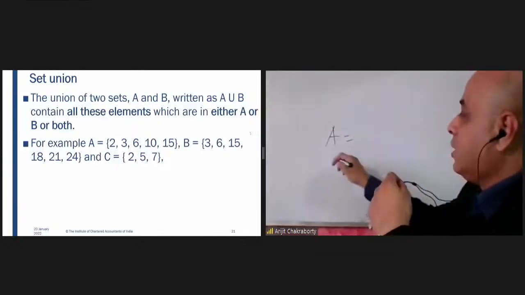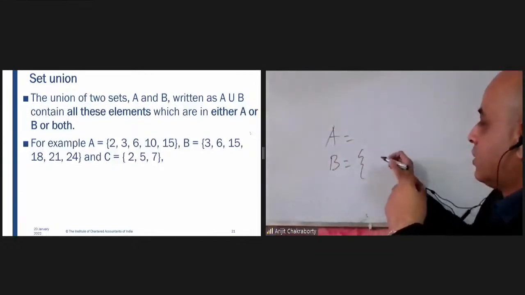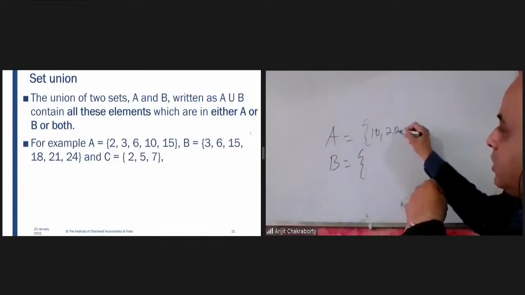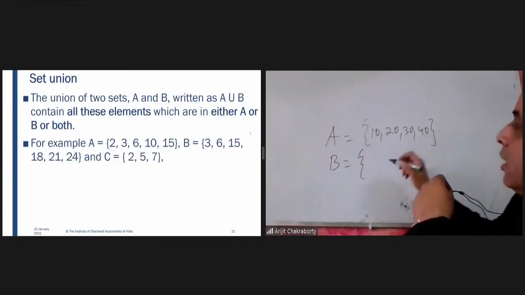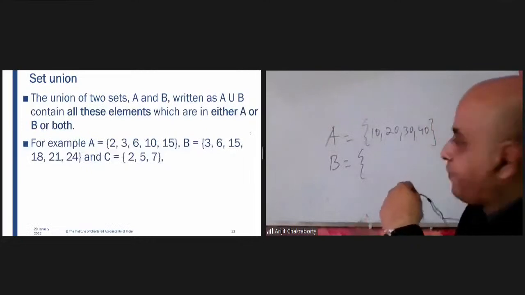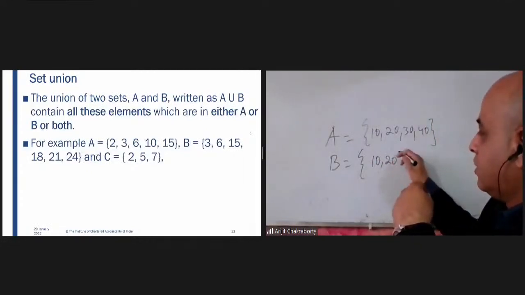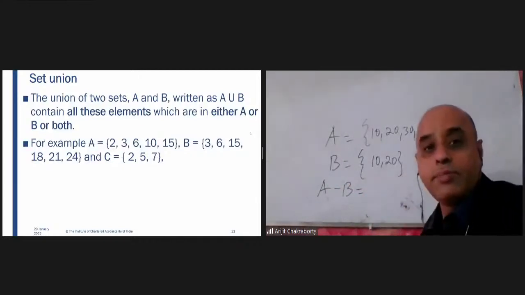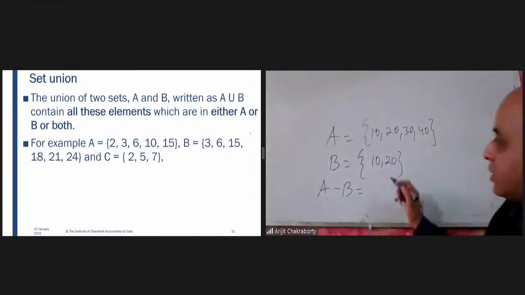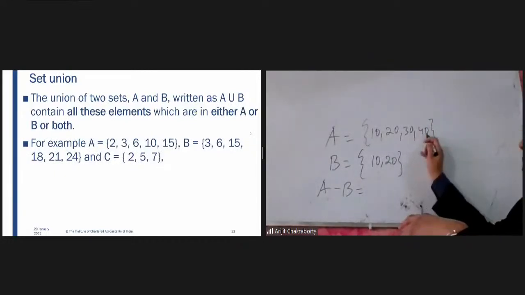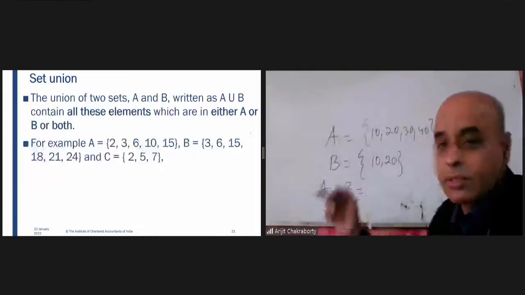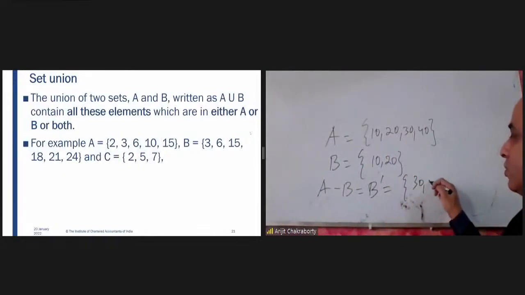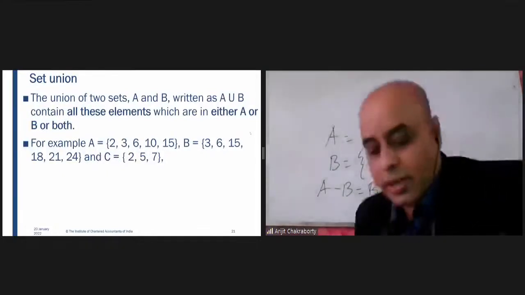I'll take this example. I'm taking set A and set B. Say, for example, A is 10, 20, 30, 40, and let me take B as 10 and 20. So A minus B, you just subtract B from A. So what do you get? If you leave aside 10, 20, you get 30 and 40. Those elements which are there in A, which are not there in B. So A minus B is nothing but 30 and 40. A minus B is done.